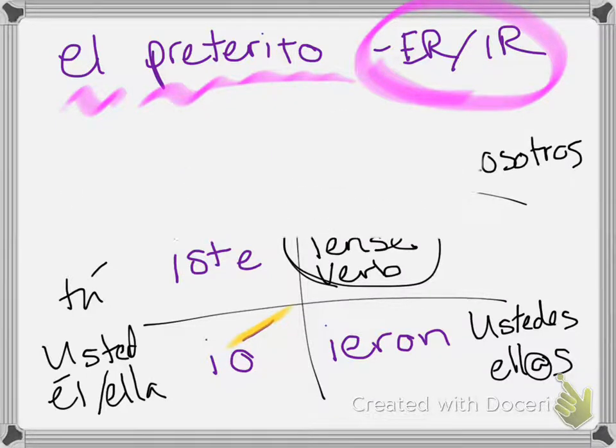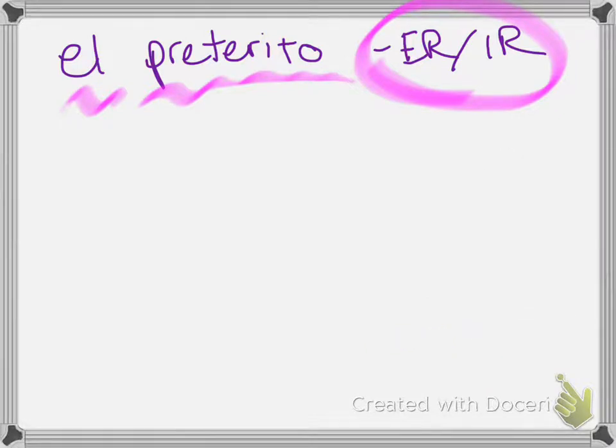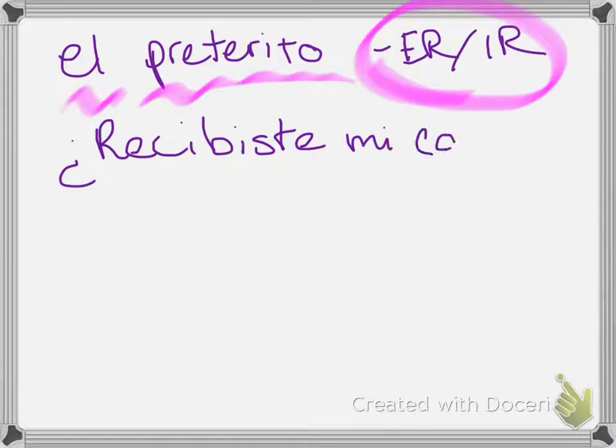See? El pretérito de verbos de ER. Okay, so let's take a look. If I have, for example, we see the pretérito, especially with the tú, the subject you, very often in questions. For example, recibiste mi correo.